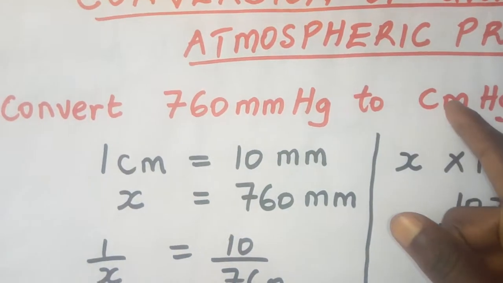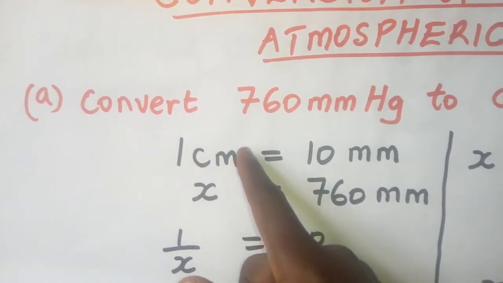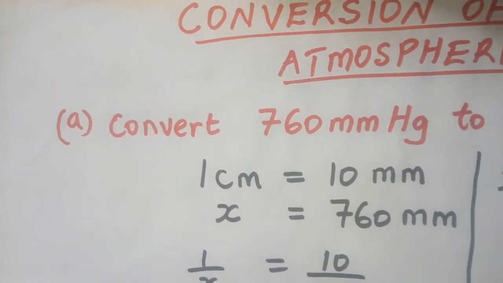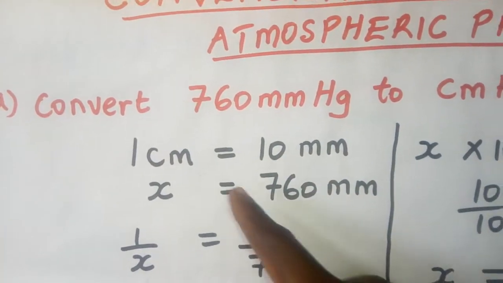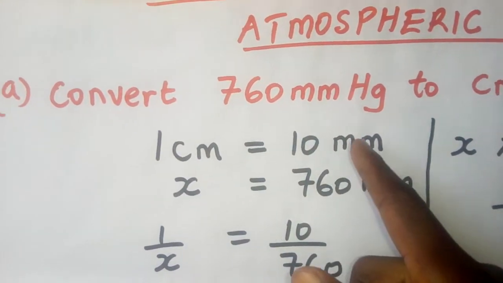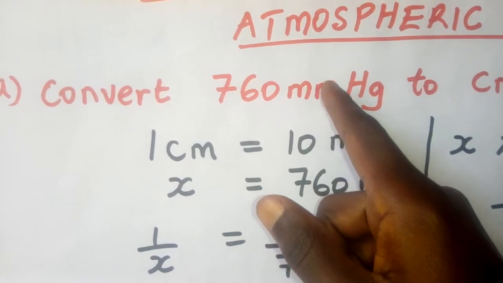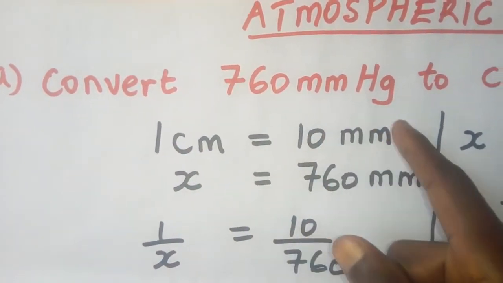Which one is bigger? The centimeter is bigger, and 1 centimeter equals 10 millimeters. 1 centimeter is equal to 10 millimeters, which means a centimeter is bigger. So this is the first thing you write. You look at the relationship between a centimeter and a millimeter. So which one is bigger? The centimeter is bigger. 1 centimeter equals 10 millimeters.